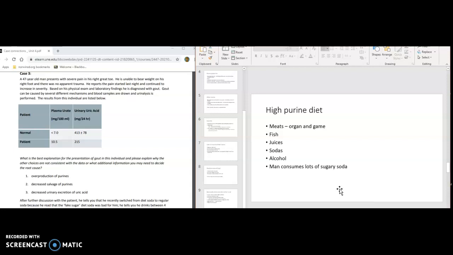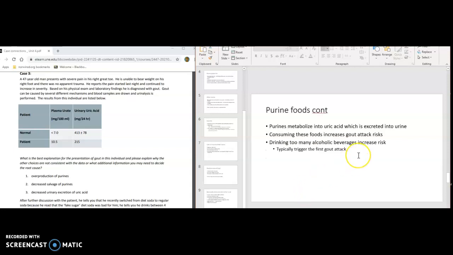As we know from the man's verbal, he is drinking 4 to 5 liters of soda a day. To put that in perspective, that's literally an entire case of Coke. I don't know how he's not even getting sick of it, but that's a lot of Coke. So these types of foods are metabolized into uric acid. So when we eat a lot of them, we would have more uric acid. Thus, it increases our risk for gout.